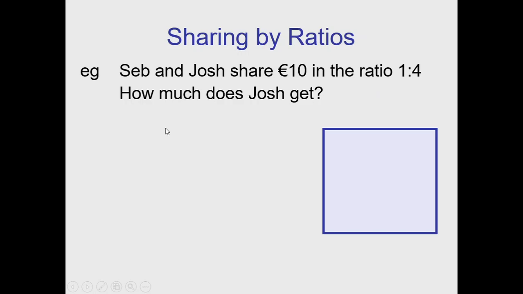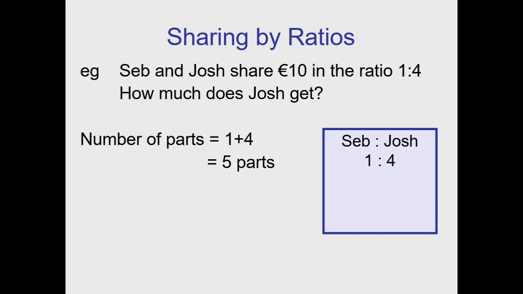First of all, we are not sharing the 10 euros into 2 parts. We're sharing it into 1 plus 4. That's 5 parts because 1 part goes to Seb, 4 parts go to Josh. Altogether, that's 5 parts. Okay, then we need to figure out how much is a part. The value of each part would be 10 divided by 5, because the total amount that they're trying to share is 10, and there are 5 parts that this is getting split into, so divided by 5. That gives 2 euros per part.